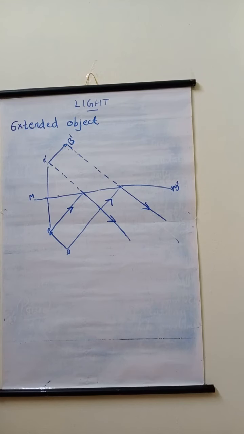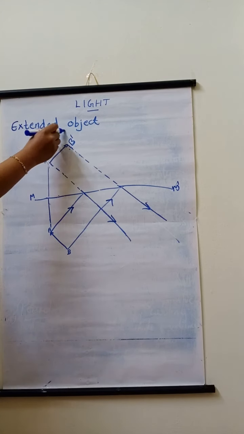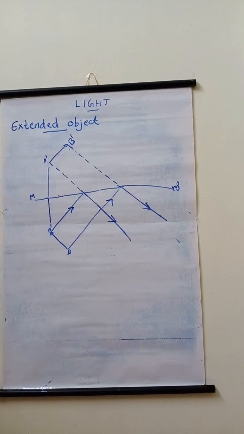Hi children, welcome back to the class which is discussing light. Now let us see how an image is formed for an extended object. In the last class we discussed how an image is formed for a point object.